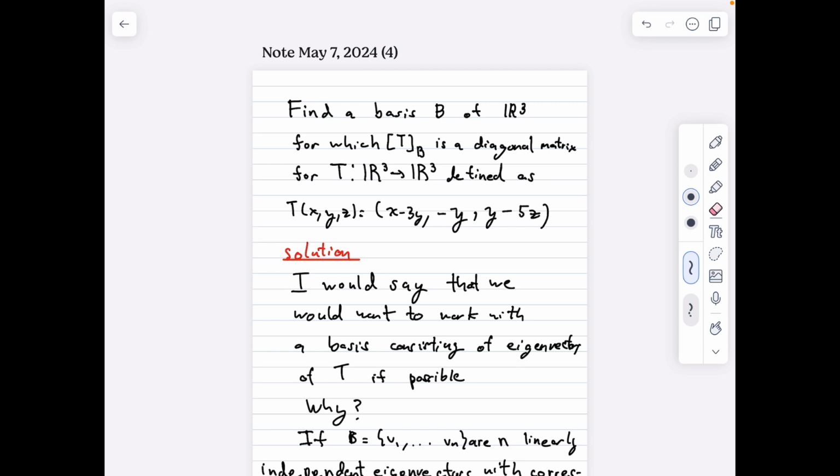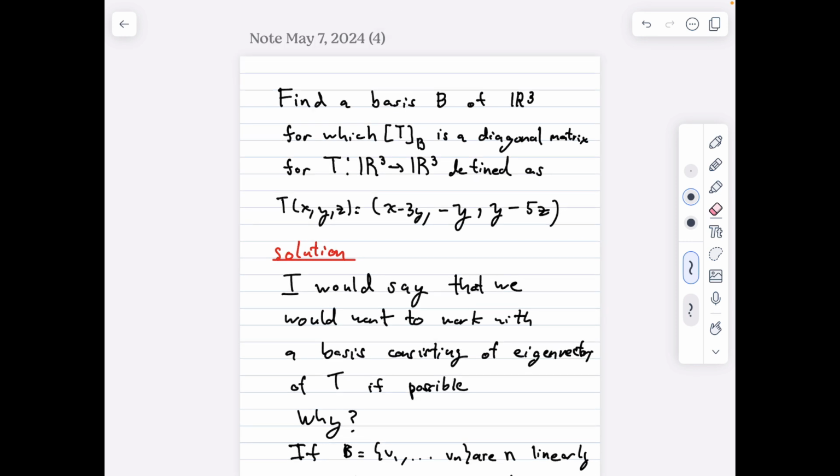Hello everyone. So today we have a linear algebra problem that we're tackling here. We're trying to find a basis B of R3 for which the matrix representation of a linear transformation T with respect to this basis B is a diagonal matrix, for T going from R3 to R3, defined as T of (x, y, z) = (x minus 3y, minus y, y minus 5z).